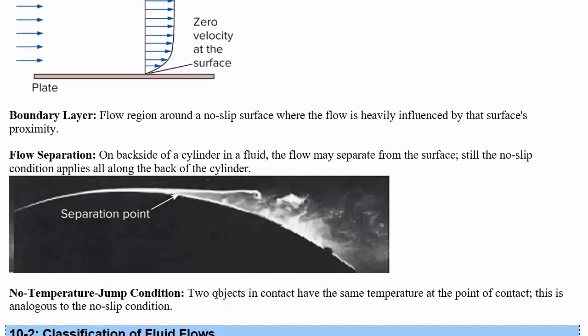No temperature jump condition is the same kind of idea, except for temperature. Two objects in contact have the same temperature at the point of contact.